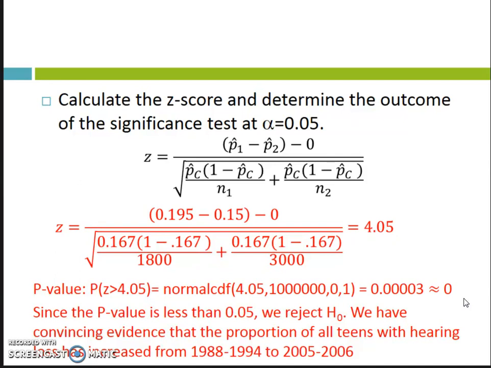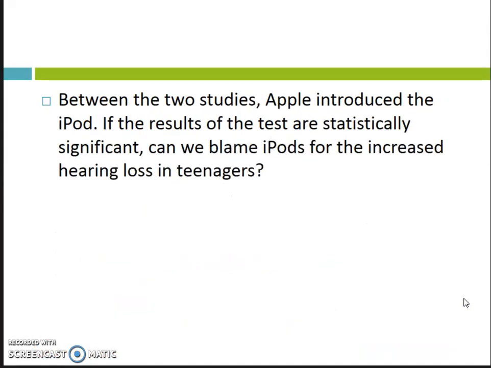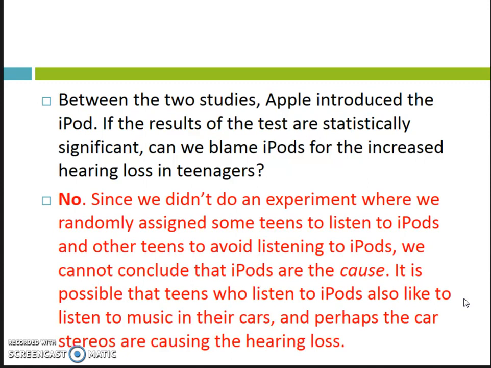All right, now let's see what else we can think about this. Between those 2 studies, Apple happened to introduce the iPod. If the results of the test are statistically significant, which they were, can we blame iPods for the increased hearing loss in teenagers? Can we blame the iPods? As much as we might want to, we cannot, right? We didn't do an experiment. We didn't assign some teens to listen to iPods and other teens to avoid listening to iPods, so we can't say that iPods are the cause, right? Correlation does not mean causation.